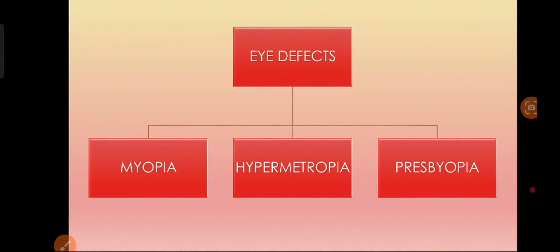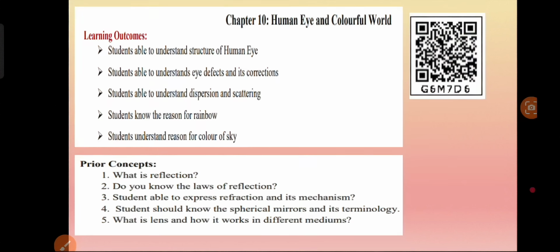In this session, we are going to discuss the eye defects like myopia, hypermetropia, and presbyopia. In the teacher handbook, in chapter 10, Human Eye and Colourful World, first of all we have to go through the learning outcomes and the previous concepts required. Already we discussed the learning outcomes and the prior concepts. If you access this QR code, you can get all the content, the lesson plan, and the period plans regarding the human eye and colourful world also.